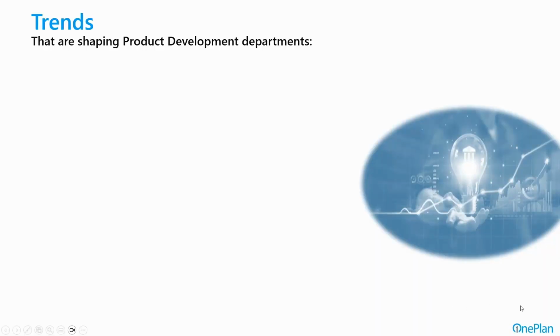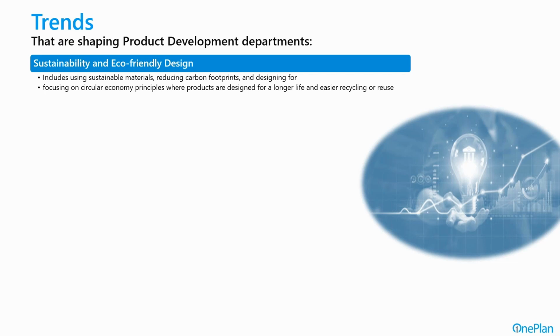Let's first talk about some trends that are shaping product development departments and organizations today. And this is just a subset of many that they face. There's the whole idea of sustainability and eco-friendly design, whether it be the materials that are being used, whether it be the principles being designed for longer life and easier recycling and those types of things. Once again, just another added piece of complexity that's added to our product development efforts.